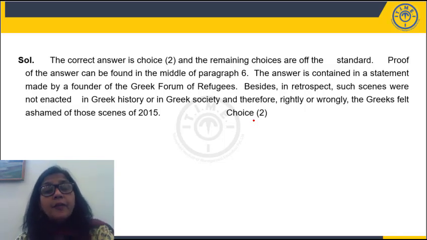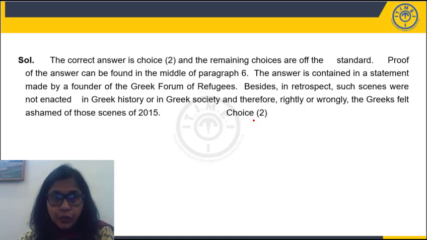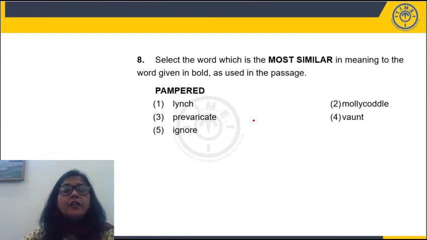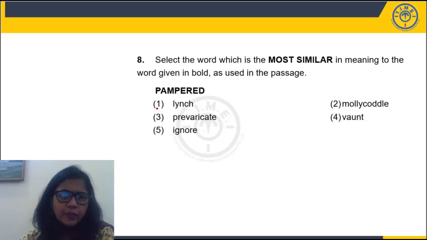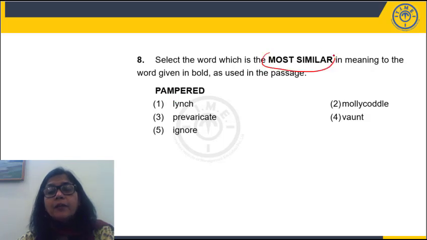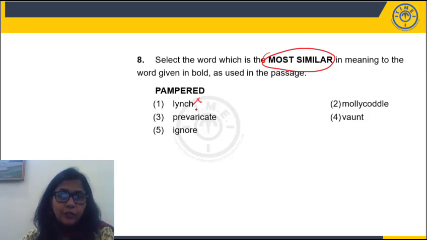A number of questions there, and if it's a passage that you've understood well, it's good for you that there are a good number of questions. The 8th question, select the word which is the most similar in meaning to the word given in bold as used in the passage. So we'll have a look at that sentence also, but otherwise also pampered has got only one meaning, right? Most similar can't be lynch, because this is a highly negative word. When you kill someone, you lynch that person.